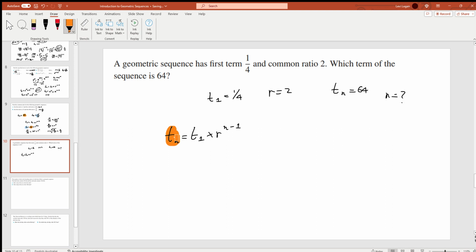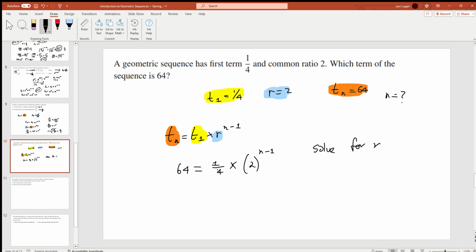We can substitute this for that, and this for that. So we'll have 64 equals 1/4 times 2 to the power of n minus 1. Now we've got to solve for n. So multiply both sides by 4. 64 times 4 is going to be 256 equals 2 to the n minus 1.